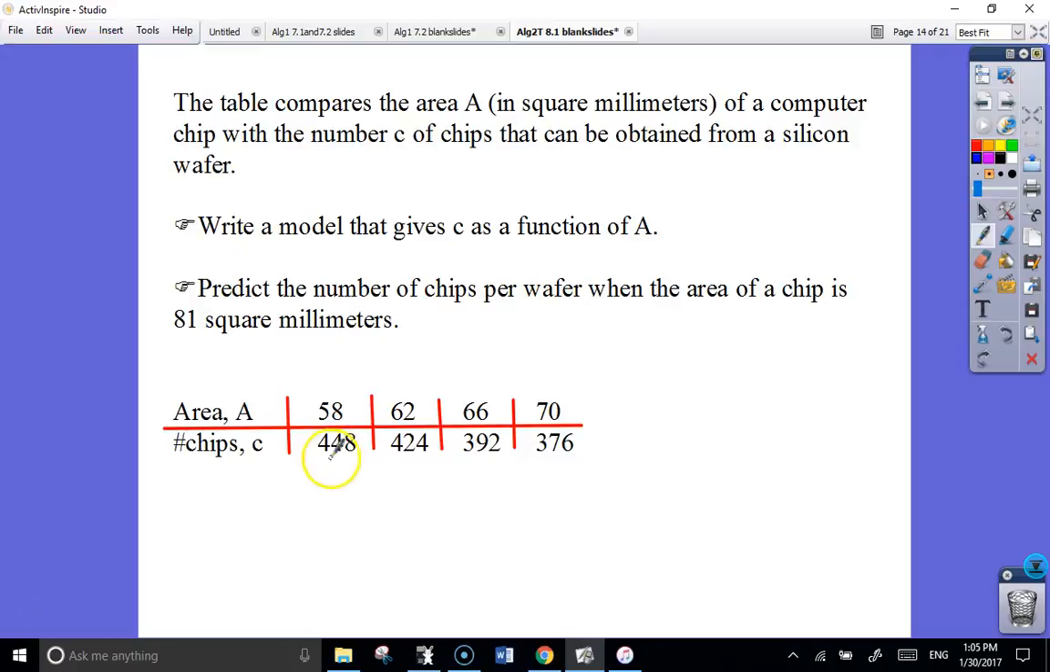But let's see. I'll do the A times C right underneath. What is 58 times 4? 48.